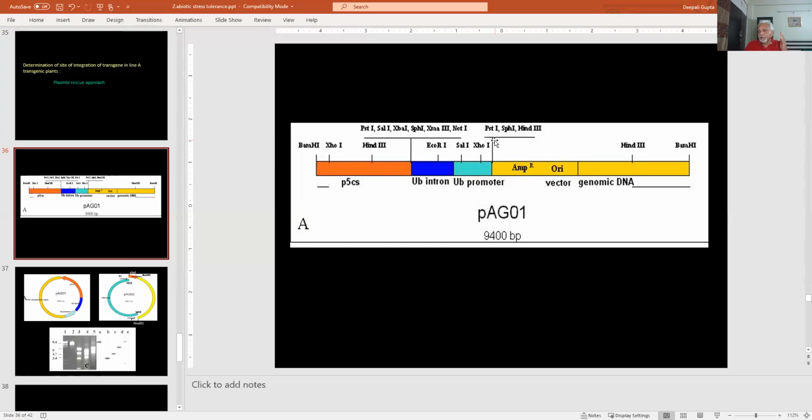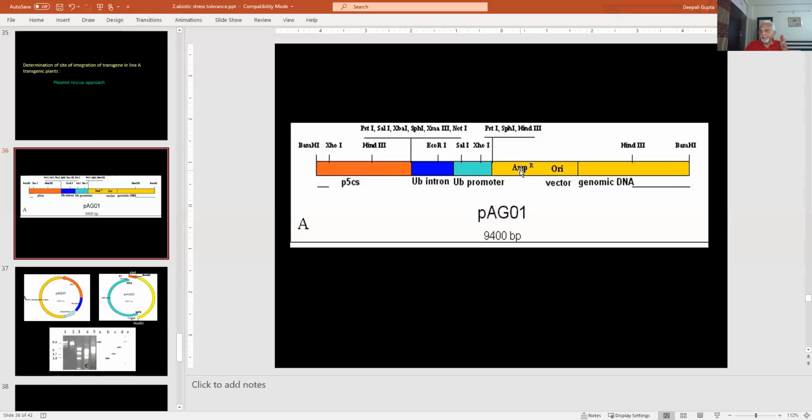For example, if you cut it with, say, BamHI, on one side it will cut here, and another will be in the genome, and similarly here one in the genome. You ligate it and then transform into E. coli, and then look for the cells which can grow on ampicillin.